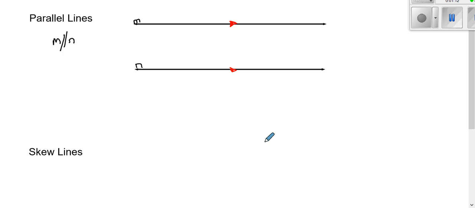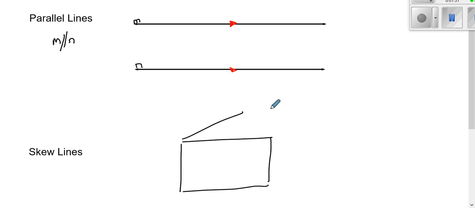Skew lines are very difficult to show you in a diagram in two-dimensional space, because skew lines are never going to intersect, but they're not parallel. A lot of times people go, how is that possible? Well, you need to think three-dimensionally. So let's say you're looking at a room. I'm going to draw a box to represent a room.